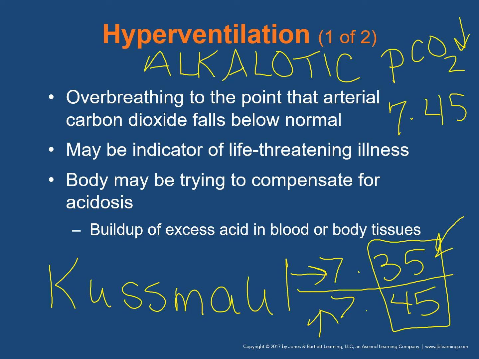Somebody who takes an overdose of aspirin, aspirin is an acid, and if they overdose, their body's going to try to compensate for that increased acid that you've just ingested by overbreathing or hyperventilating. In a diabetic that is hyperglycemic, in an aspirin overdose, in some other situations, their body's trying to compensate, and so we're not going to slow them down because their body is trying to correct itself.